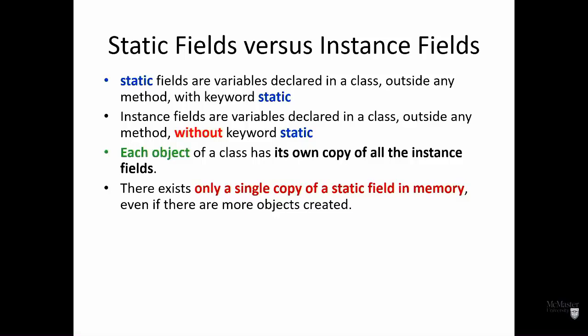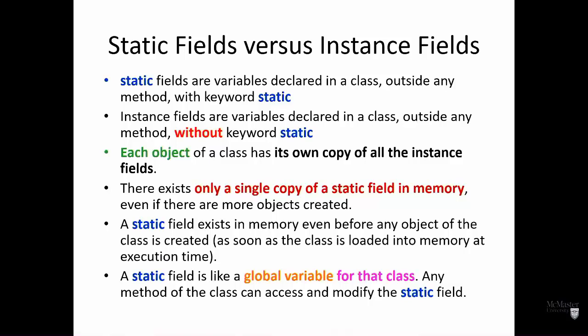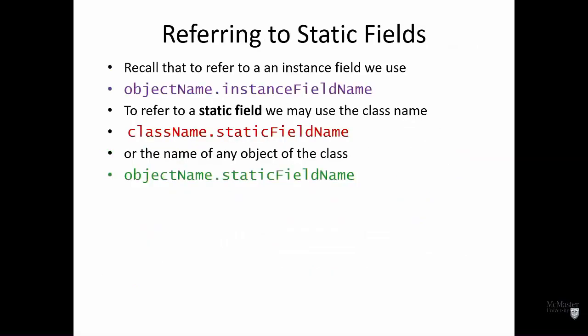For the static case, it's different. The static is not stored within the memory of the object. It's stored in a different memory, which is associated with the class itself. A static field exists in the memory even if you don't define an object because it's associated with the class itself. So once you define a class, you get this static thing. And you can think of the static thing as a global variable across all objects of this class.